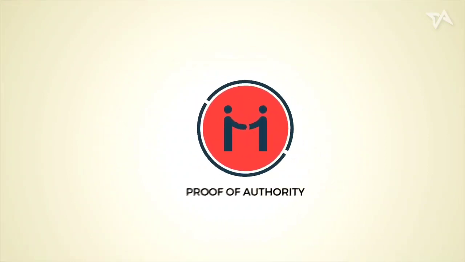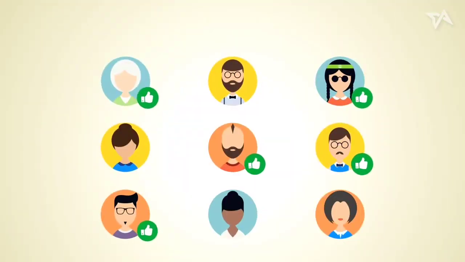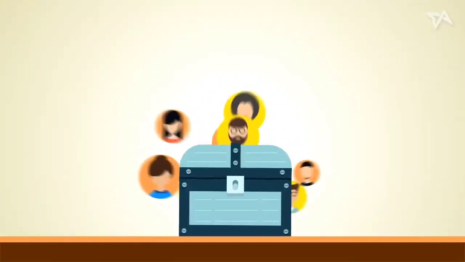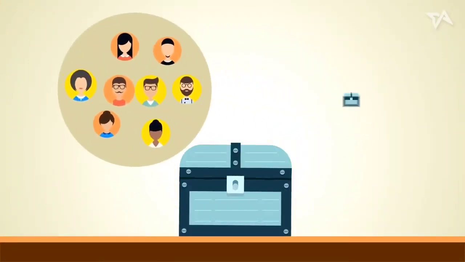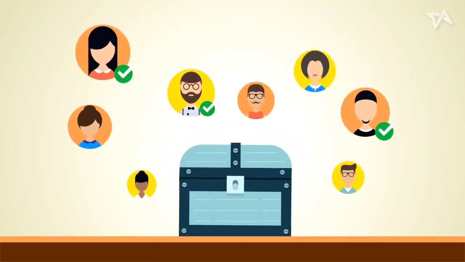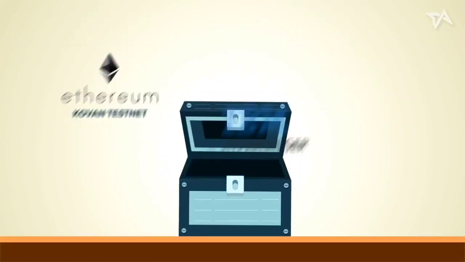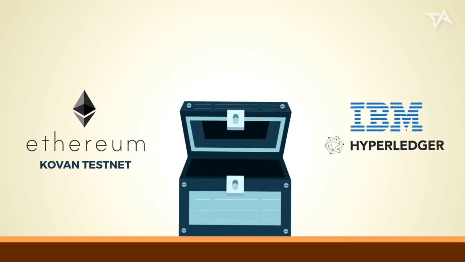Lastly, proof of authority. A modified form of proof of stake, here only approved parties selected based on their reputation can become validators. Let's revisit the treasure chest scenario. The group of treasure hunters form a union and pool their treasures. Based on their level of trustworthiness, a select few are appointed by the group to ensure the validity of the chest's content. IBM's Hyperledger Fabric and Ethereum's Kovan testnet are some examples of blockchain systems that use proof of authority.